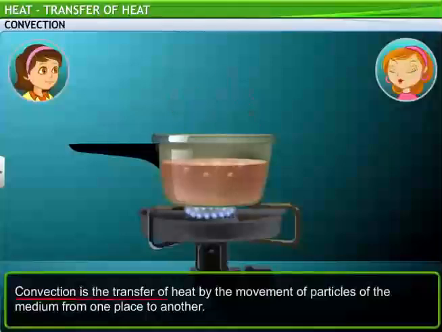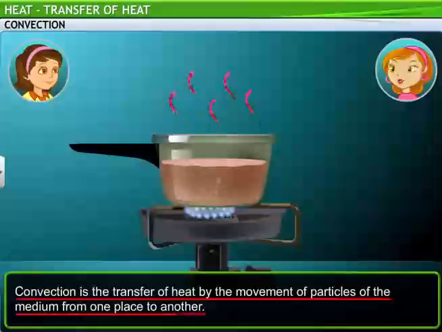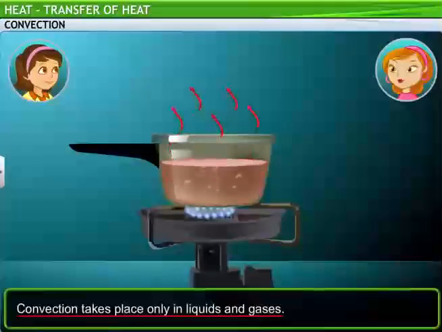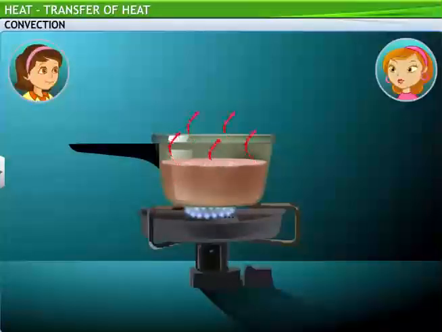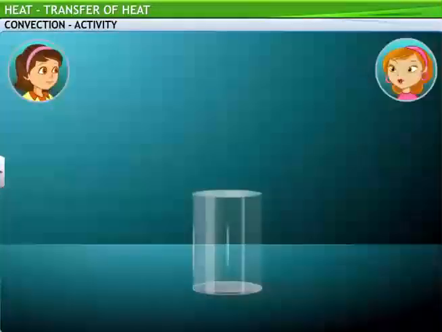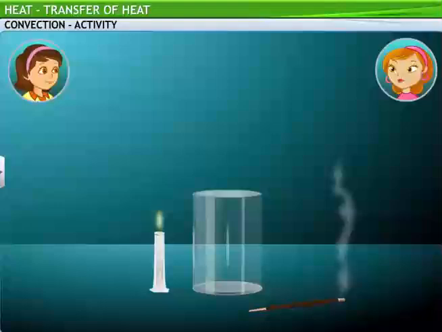Convection is the transfer of heat by the movement of particles of a medium from one place to another. It takes place only in liquids and gases. I'll show you a simple experiment to help you understand what happens during convection. We will need a cylindrical glass trough, a lit candle, a lit incense stick, adhesive tape, and a circular cardboard with two identical holes. Here we are.